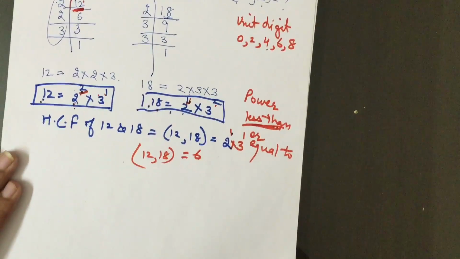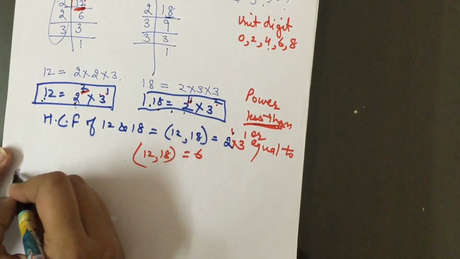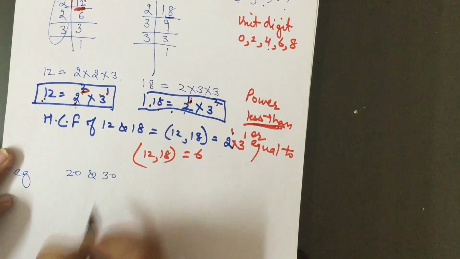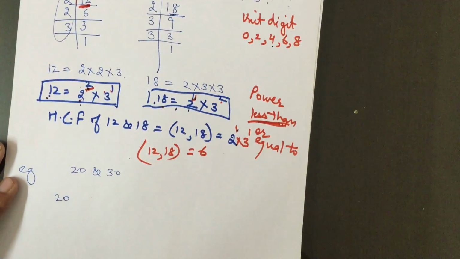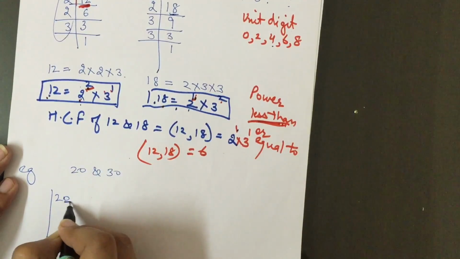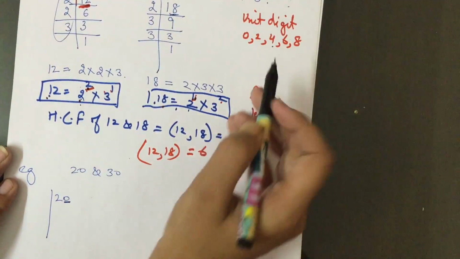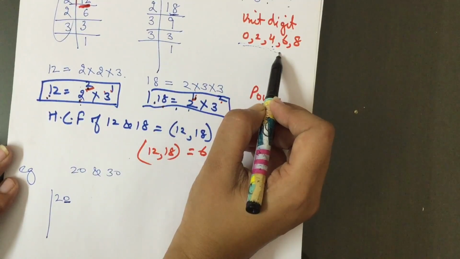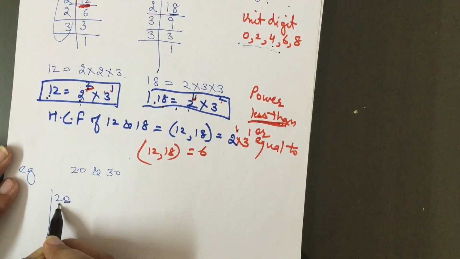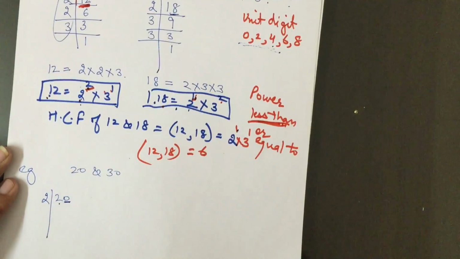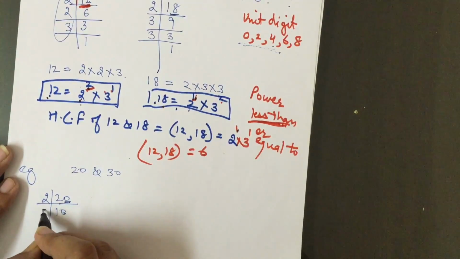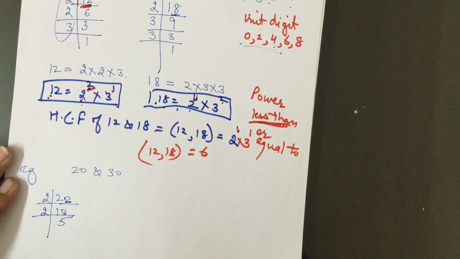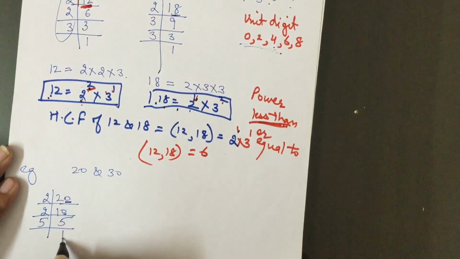Let's discuss another example. Let's take 20 and 30, and find the HCF of 20 and 30. First we will find the factors of 20. As you can see, the unit digit of 20 is 0, so we can directly say that 20 is divisible by 2. Here we put 2 and we get the answer 10. Now again the unit digit of 10 is 0, so it is divisible by 2, and we get 5. Now 5 is directly divisible by 5.